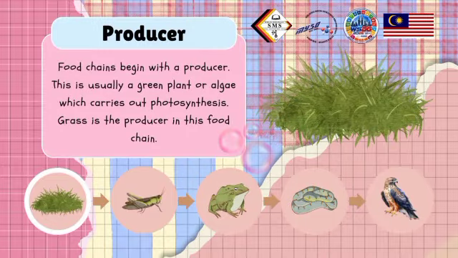A food chain begins with a producer. A producer is usually a green plant or algae which carries out photosynthesis. That means it can make its own food using sunlight. In this food chain, grass is the producer. Grass makes its own food and it is the starting point of energy in the food chain. So everything else in this chain depends on the grass. Without the producer, there will be no food for the others anymore.